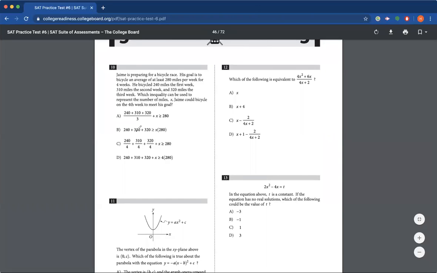So this is the total amount, 4 times 280, and this is the minimum amount, and this is the total amount she's biked. So that's why this is the correct equation. This is the total amount she has biked, and the 4 times 280 is the minimum amount. And all these other cases, they don't work.